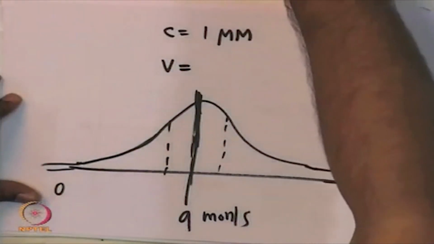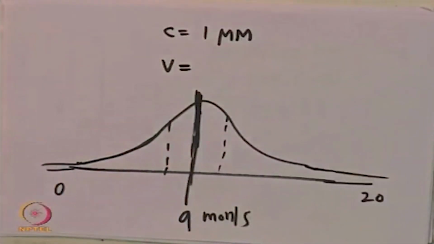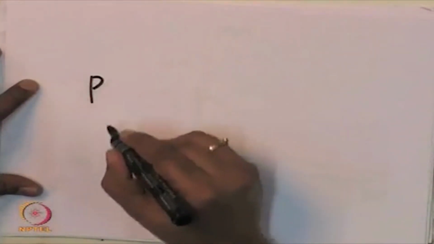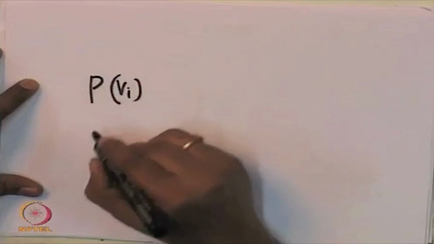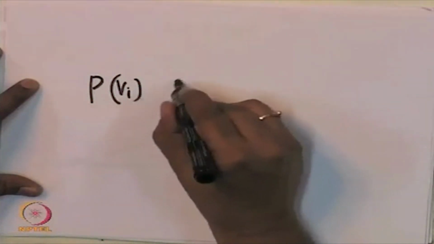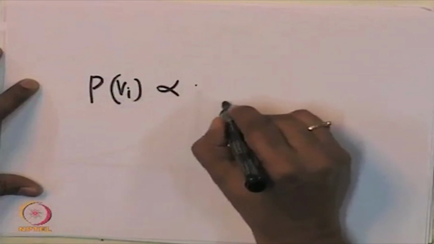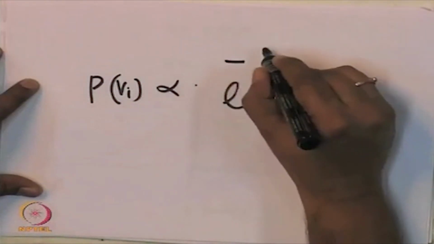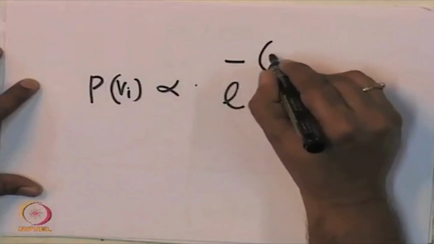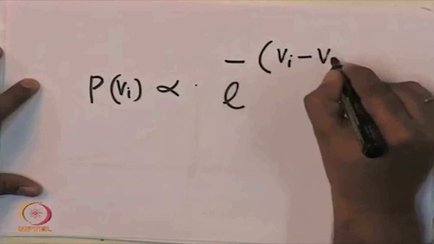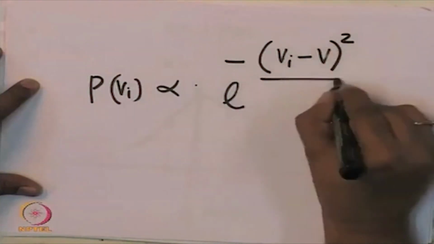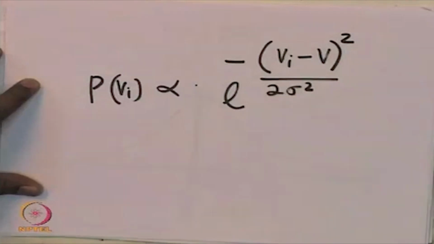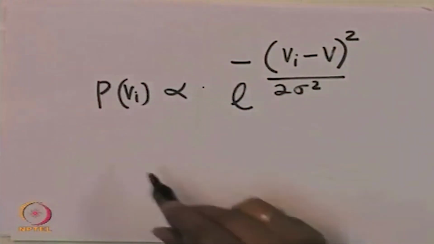So, what is the function? What is the formula for a Gaussian distribution? We discussed that the probability that you will find the velocity V I is proportional to e power minus V I minus some other V, whole square, divided by 2 sigma square. So, this is what you expect.